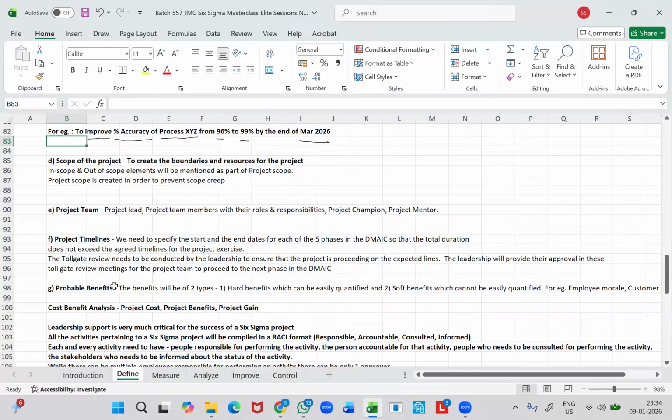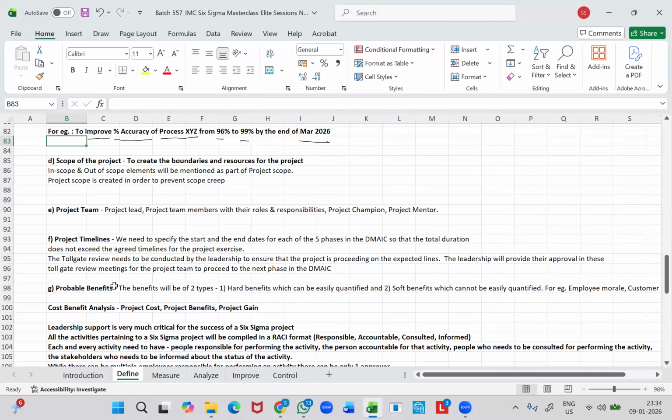And one more important thing that we noticed here was that when we execute a Six Sigma project, the define and measure phase will be carried out in parallel. And then we are supposed to have a toll gate review conducted with the leadership at the end of each and every phase in the DMAIC approach.